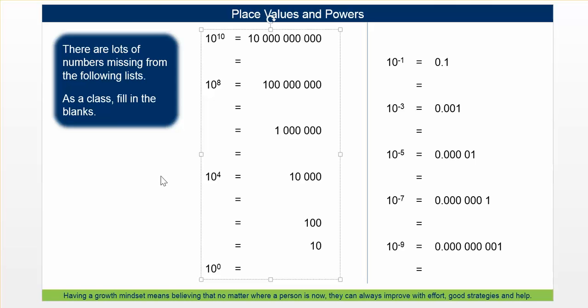So before we look at scientific notation, we just need to review powers, and powers of 10 in particular. I'll just find a pen. Now just remember what powers are.